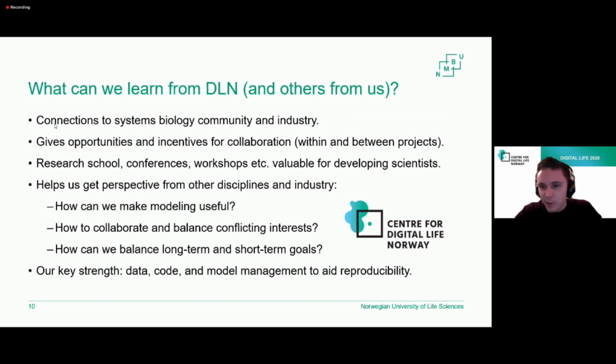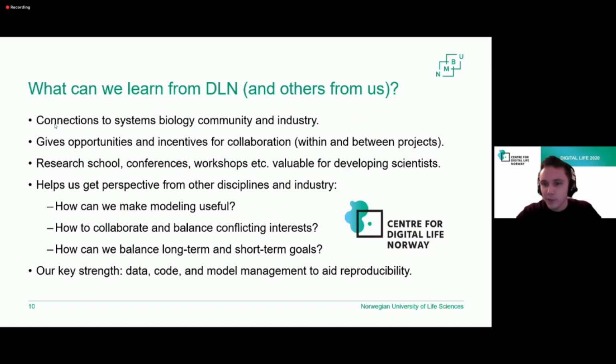And finally, it helps us see things from the perspective of other disciplines and industry, and to ask questions such as, how can we make modeling useful, how to collaborate and balance conflicting interests, and how to balance long-term and short-term goals.